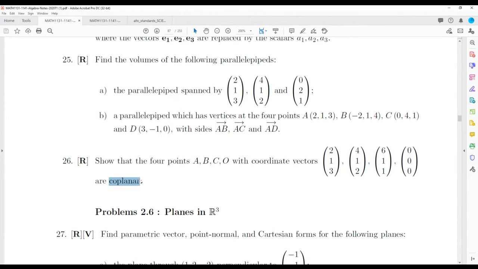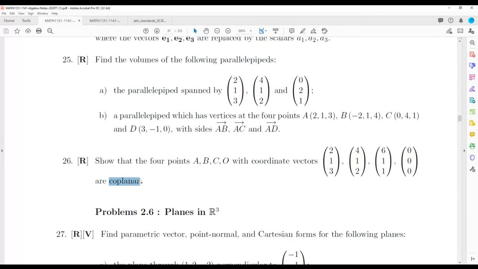What does coplanar mean? They lie in the same plane. Yeah, it's a spin on collinear, right? Marley, you're absolutely right. So instead of lying on the same line, they lie on the same plane.